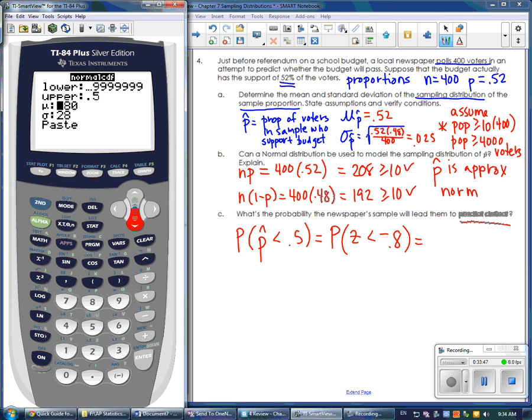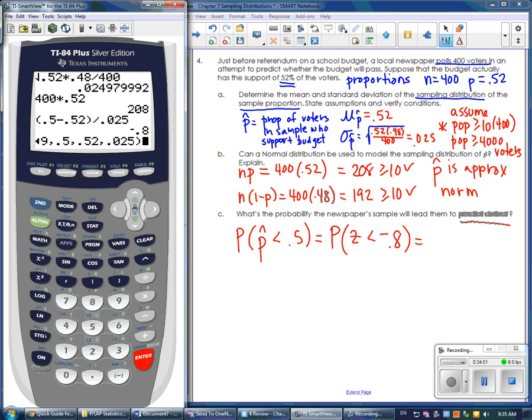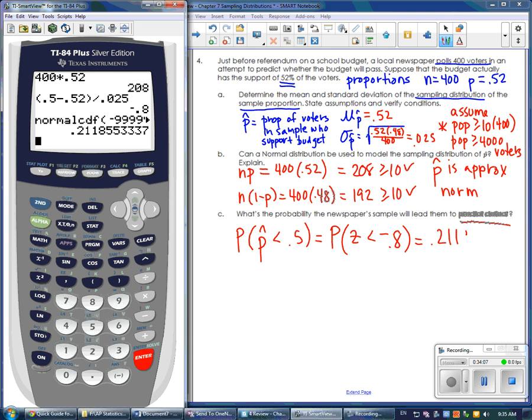My mean of this distribution, we said in part A, is 0.52. And the standard deviation of this distribution, again what we said in part A, is 0.025. And if we press enter, we find that the probability is 0.2119. So about 21% of the time, they're going to be predicting defeat.